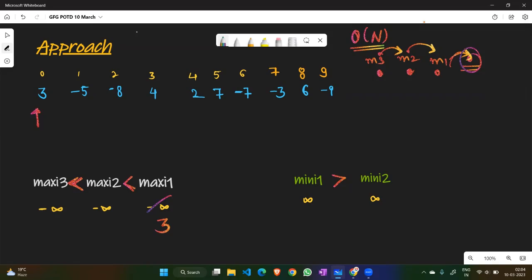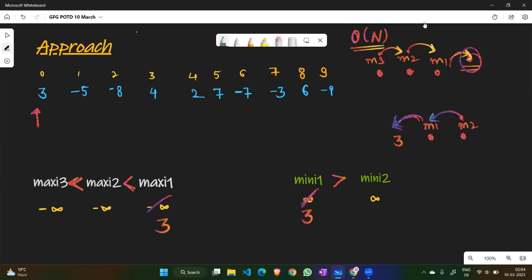Now, here, minimum 1, here 3. 3 is smaller than the minimum 1. Minimum will store the minimum number. So, let's say this is minimum 1, this is minimum 2. Here we can see 3 is coming, which is less than minimum 1. So we will say M2, you should take M1 and M1, you should take 3. So M2 will take infinite. Now M1 will take 3. Now minimum 1 is the least number.